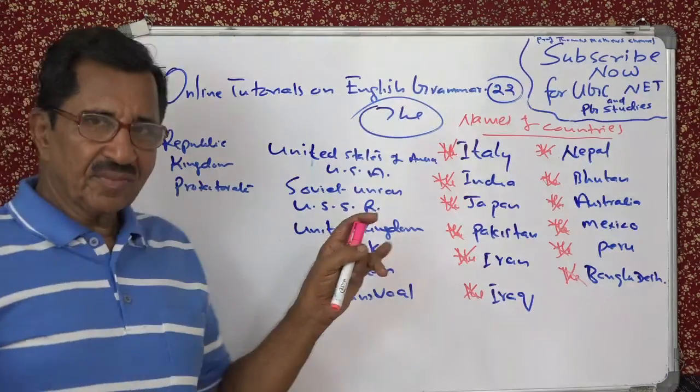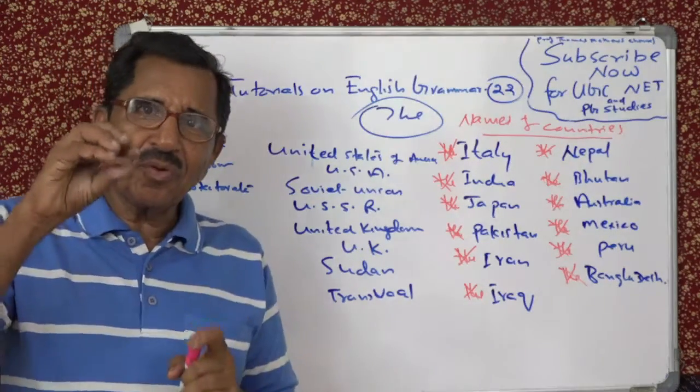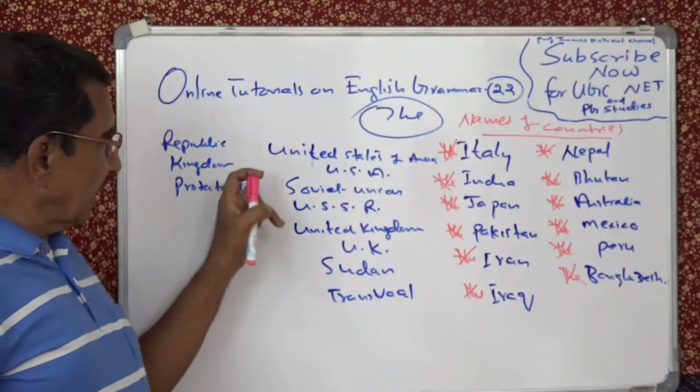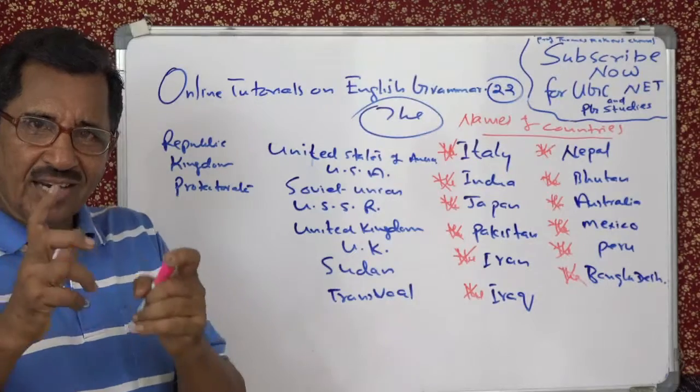But the name of the country suggests that it is made up of smaller units. And it is the United States of America. That means the union.